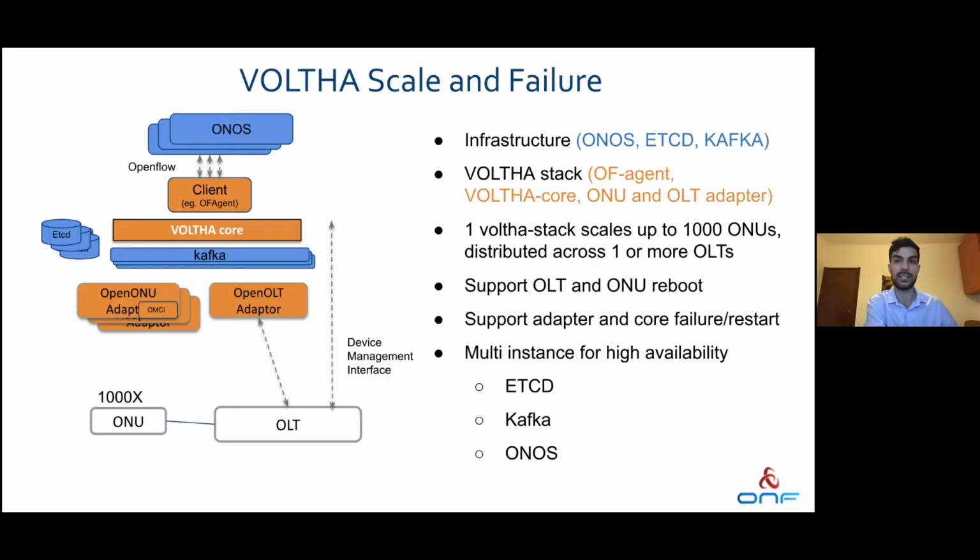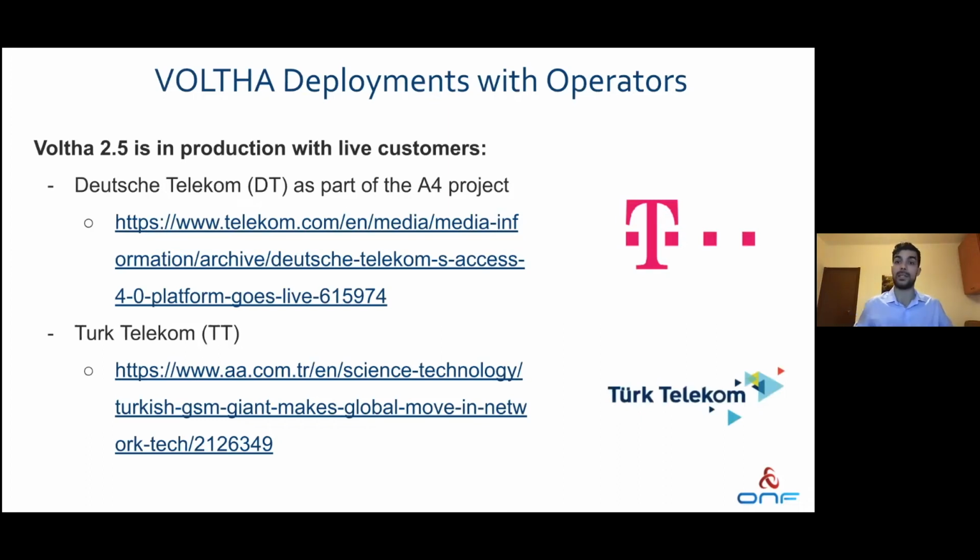The infrastructure is very important and must be highly available. So etcd, Kafka, and ONOS are always deployed in at least a 3-node instance in a physical deployment to achieve that high availability. Everything that I've described up until now is in production. This is a key success that we had within the Volta community and at ONF, in collaboration with all of our community and our operator partners: both Deutsche Telekom and Turk Telekom now have live customers on the Volta system. So Volta, including ONOS and the infrastructure, is deployed in the field, and there are live customers connected to it. Within Deutsche Telekom, it's part of the A4 project, and it's live since December. Turk Telekom has done a lot of field trials up until now, and they also have some live customers.